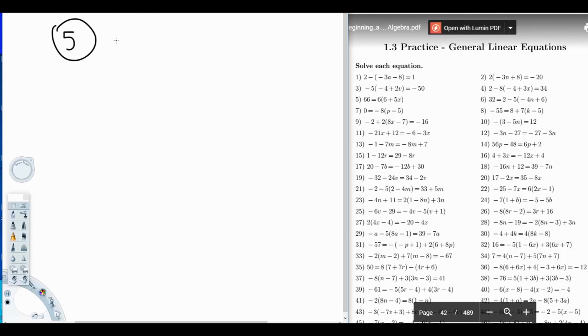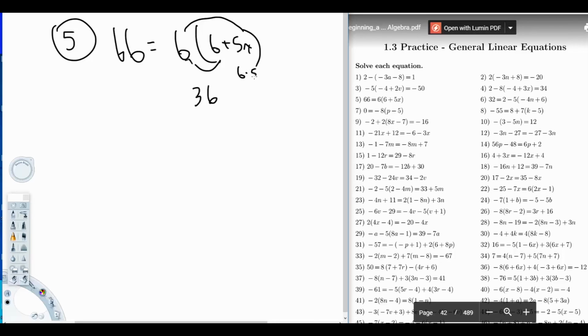Number 5. 66 equals 6 times 6 plus 5x. Well, once again, the same bloody problem. 6 plus an unknown, you can't do it. So you use the distributive property to solve. So let's do this. 6 times 6 equals 36. 6 times 5x is really 6 times 5 times x, which equals positive 30x. And all that equals 66.